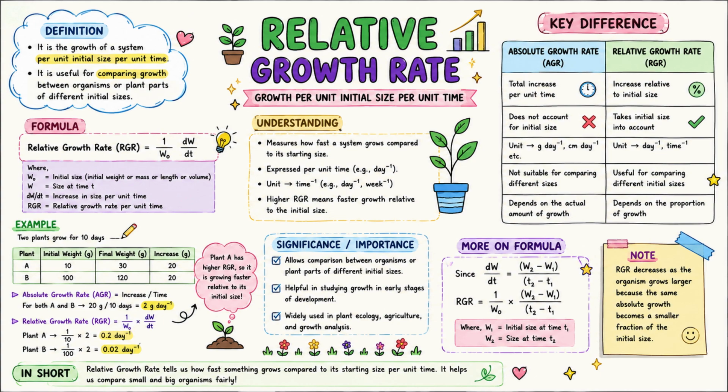The first plant has doubled its size from 10 centimeters to 20 centimeters, so its growth is very large compared with its original size. The second plant has increased only from 100 centimeters to 110 centimeters, so its growth is much smaller compared with its original size. Therefore, relative growth rate takes the initial size of the plant into account. This is why relative growth rate is useful when we want to compare the growth of plants or plant parts that have different starting sizes. In simple words, absolute growth tells us how much the plant has grown, while relative growth tells us how much the plant has grown in comparison to its original size.